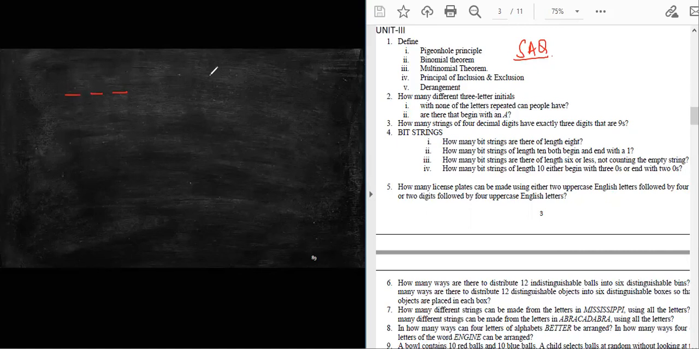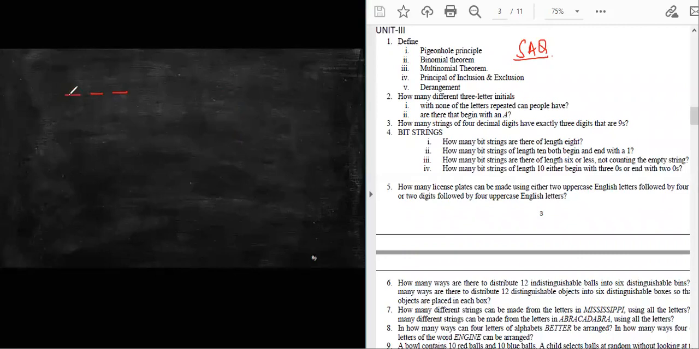So for example, if you are taking FYK, in this case, the letter is not being repeated. It is a valid combination, or it is a valid initial for this question. But suppose if you have SJF, in this case, the letter S is being repeated, so this is not valid. So we have to consider all these kind of initials where the letters are not being repeated. So let's consider the solution for the problem.